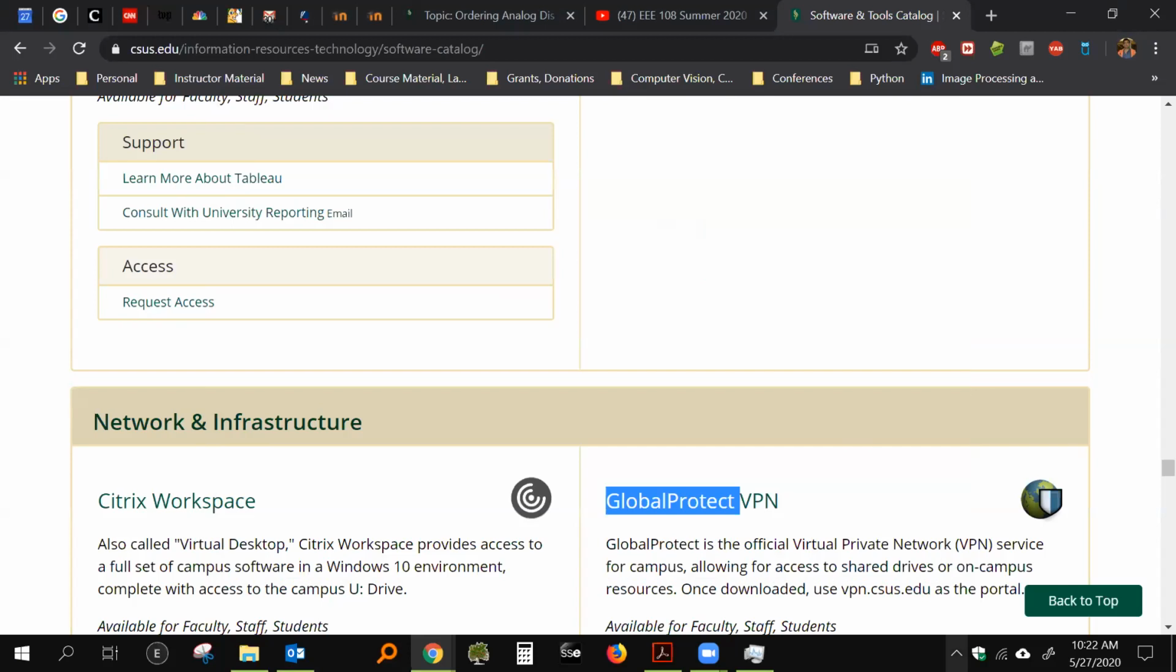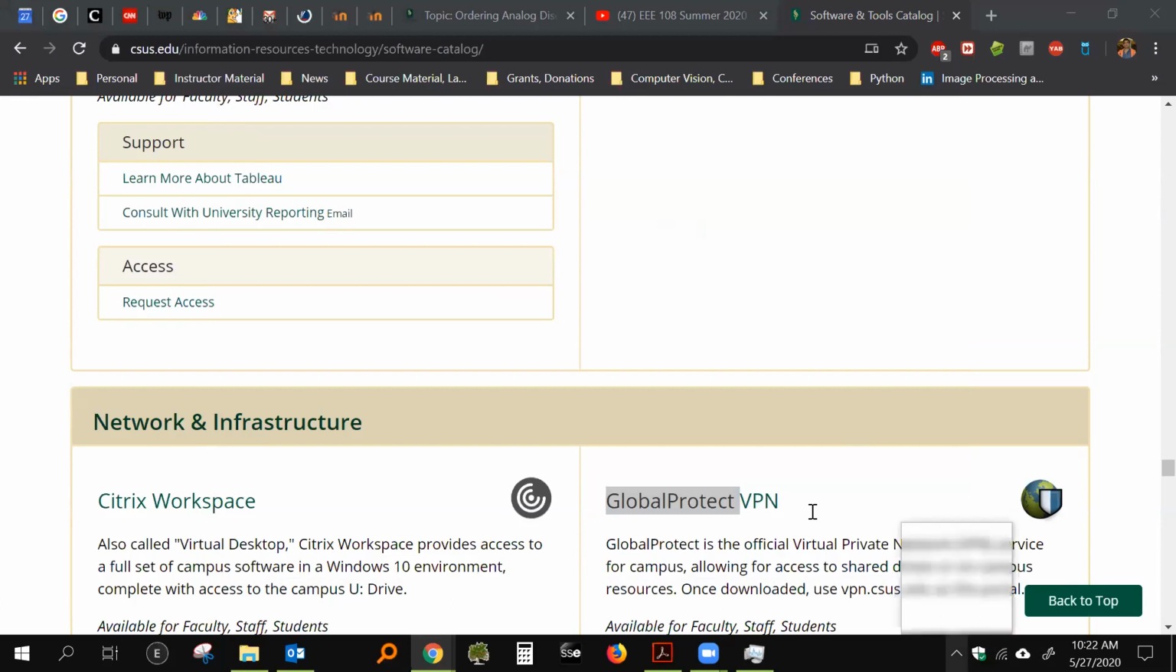So now, when I click on this, the system is incredibly slow here because I'm doing a bunch of things. I'm doing a screen recording, and I'm accessing the VPN and using Zoom. On the bottom right corner here, you should see a globe symbol with a little check mark. Okay, so that means I'm connected to VPN.